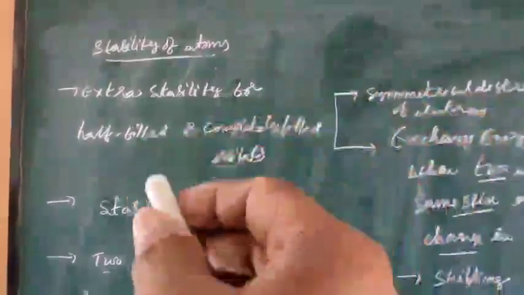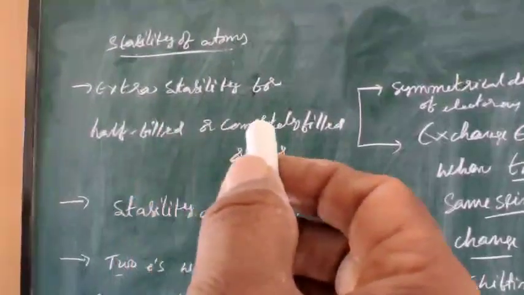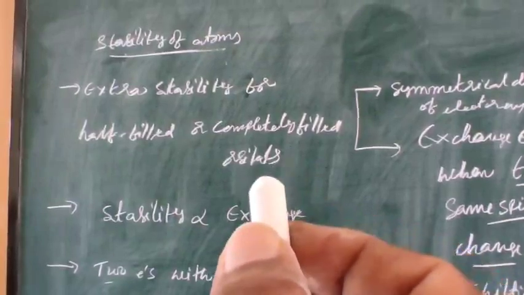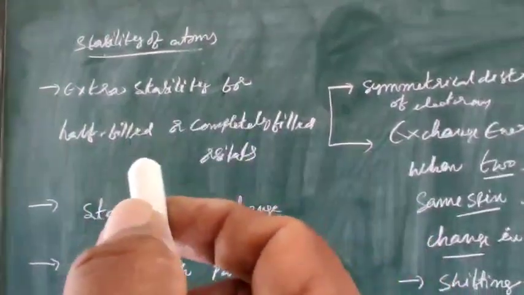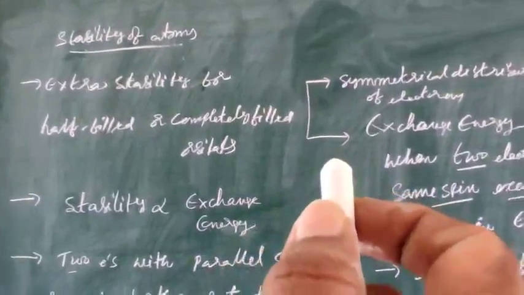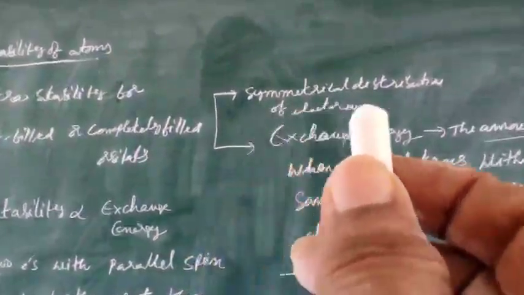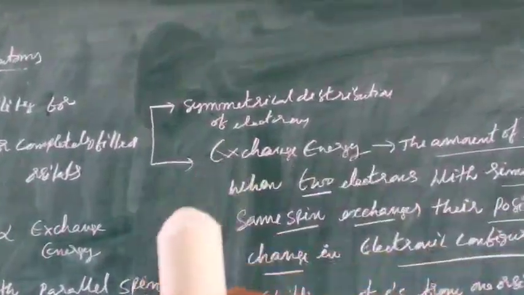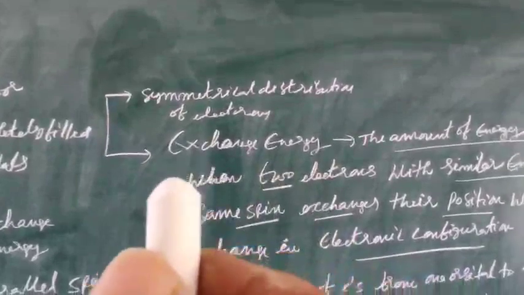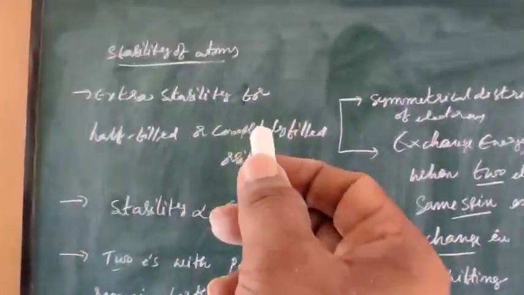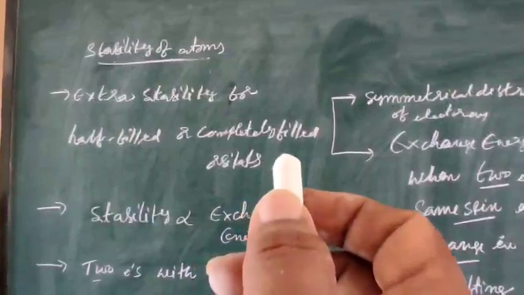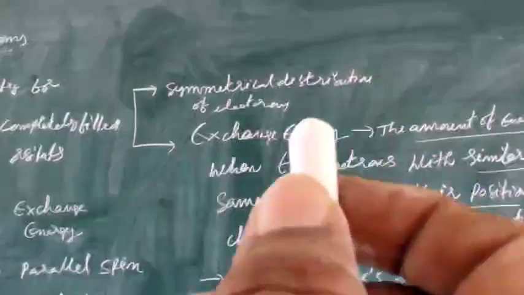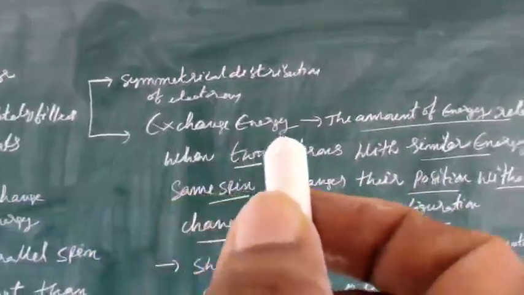Okay, right. Next one, stability of atoms. Extra stability for half-filled or completely filled orbitals. Generally we can observe the extra stability for half-filled or completely filled orbitals is because of two reasons. One is the symmetrical distribution of electrons. Second one is exchange energy.